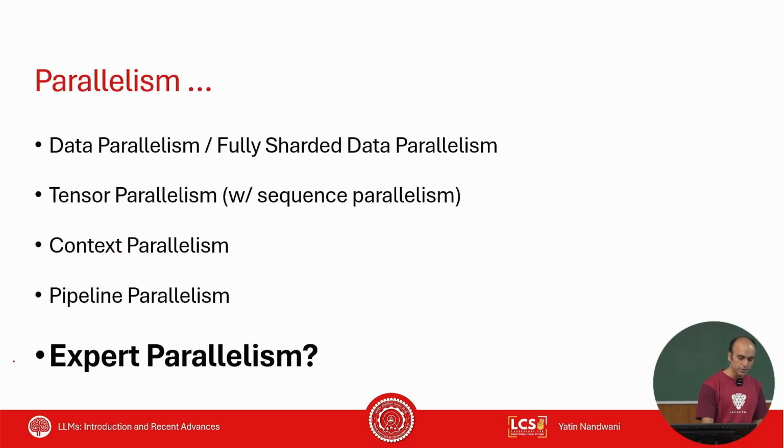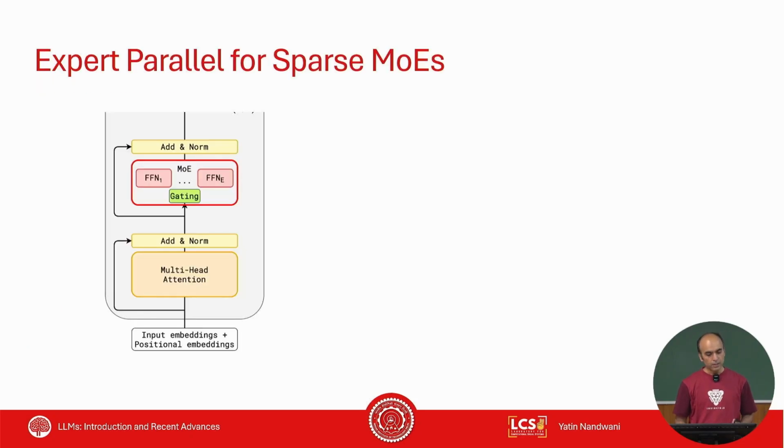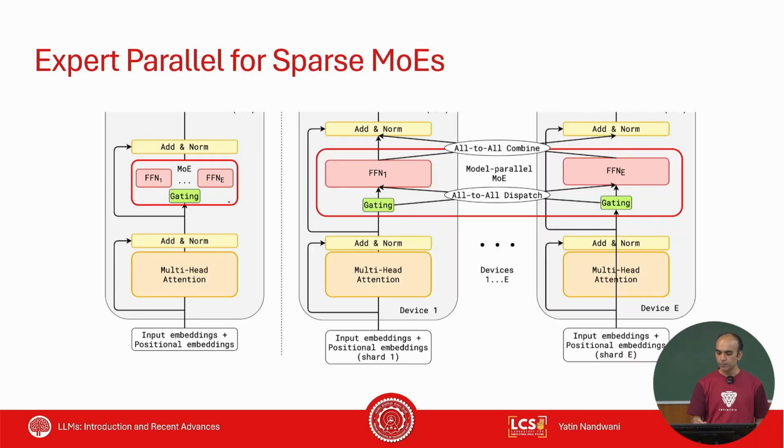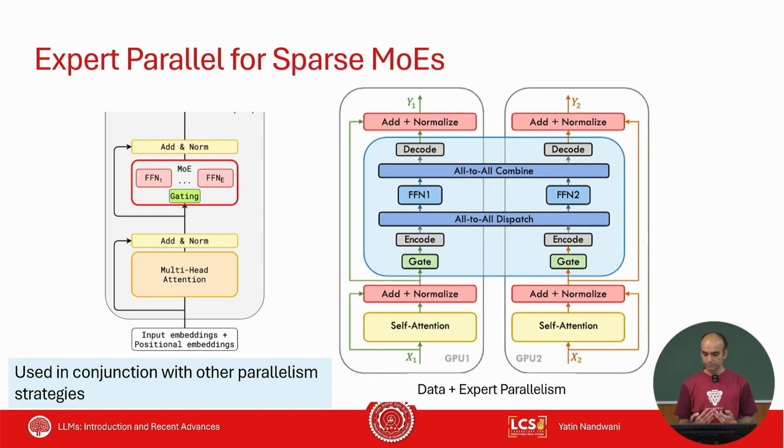So this is the fifth dimension of parallelism that we did not cover earlier because we had not looked at mixture of expert model. So this is expert parallelism. In one GPU, this is the MOE layer. All the experts are sitting on one GPU. We split them on multiple GPUs, and combine it with, let's say, data parallelism.